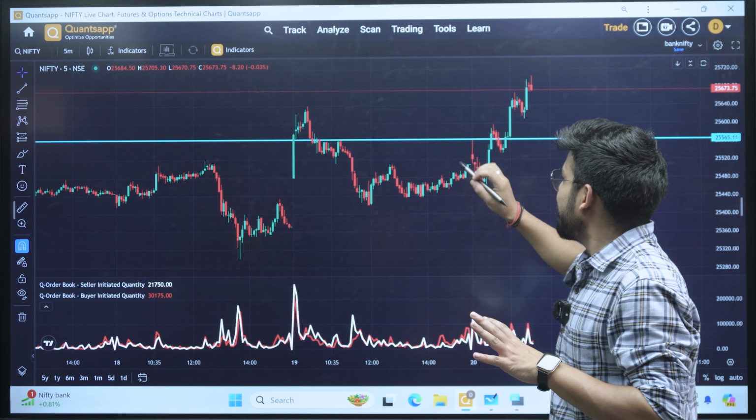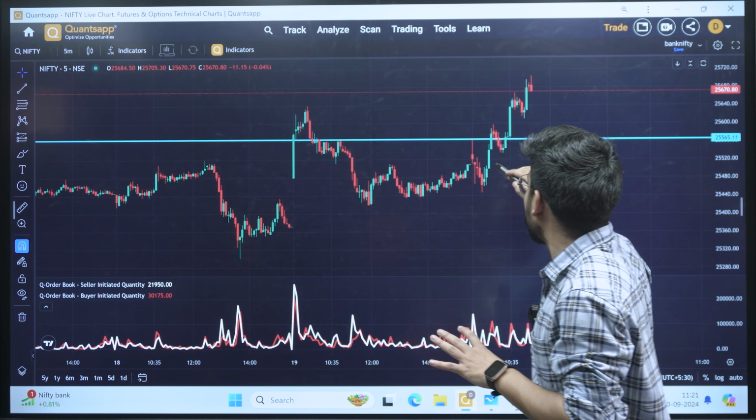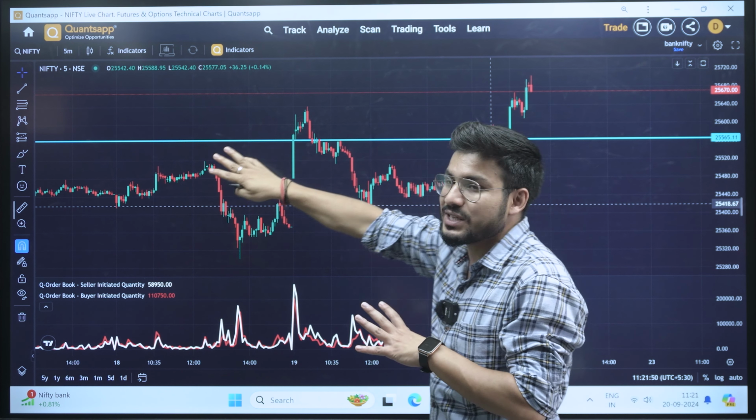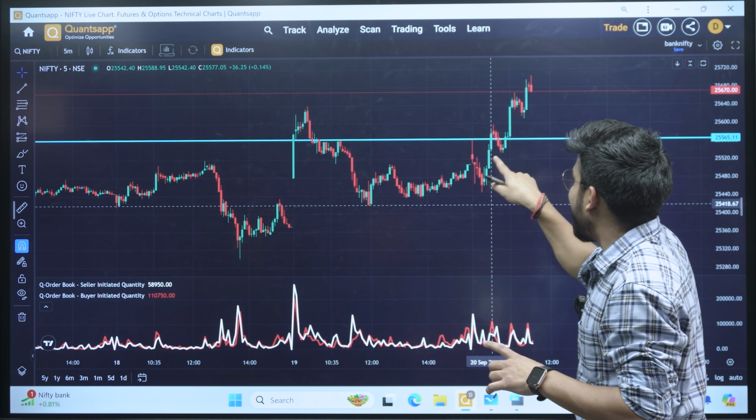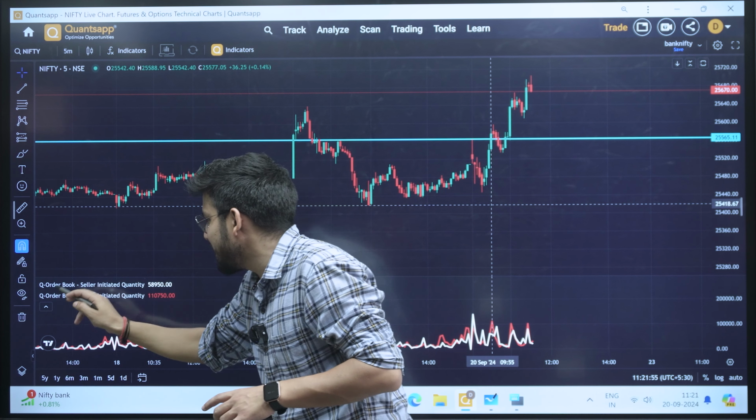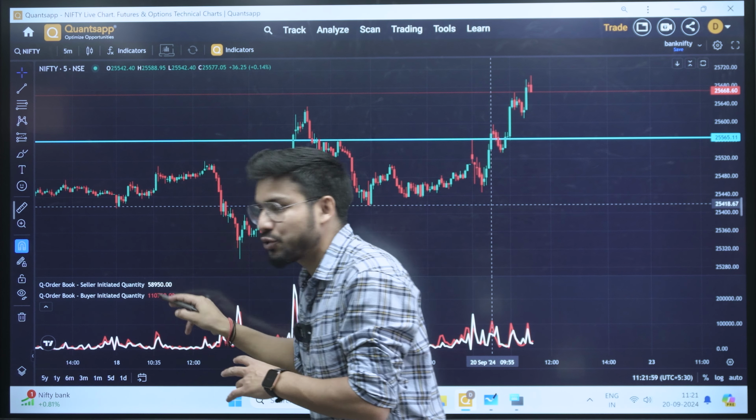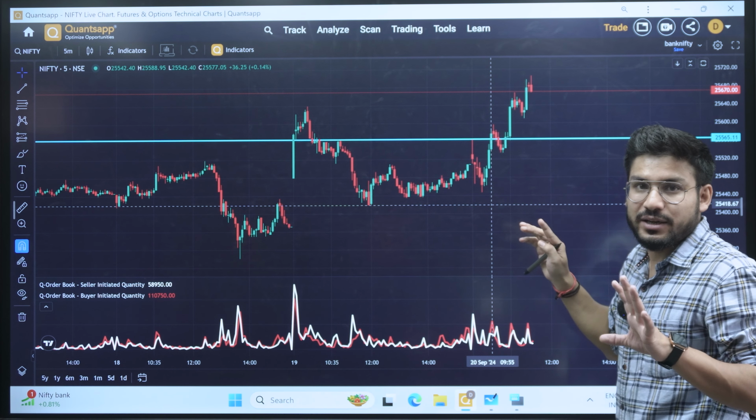Now look, for example, we have drawn our resistance here. You can see this is the candle that is breaking out of this resistance, right? So I will go here and see what the SIQ, the seller initiated quantity, and the buyer initiated quantity are at this particular candle.